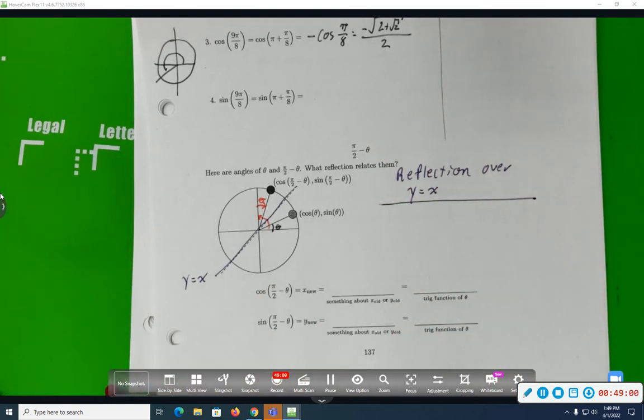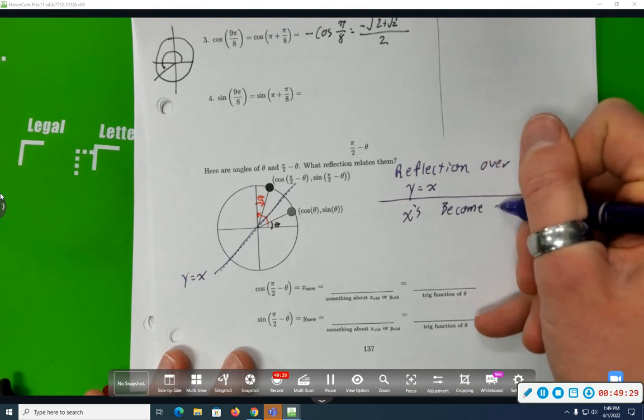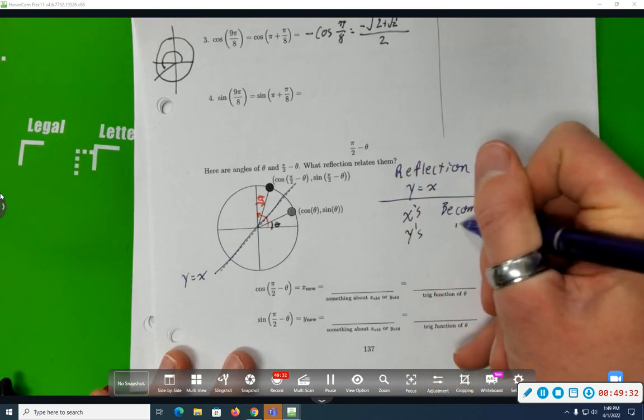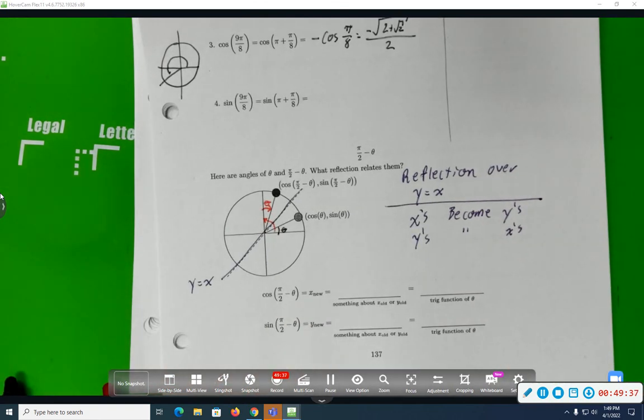And what does that reflection do to xy coordinates? Well, it definitely does something, because those 2 points aren't the same. So it does something. Yeah, x's become y's, y's become x's. Remember this from the lecture on inverse functions? X's become y's. Y's become x's. I have enough time to finish this thought. So let's write down what cosine and sine become. Then we'll carry this on after the weekend.